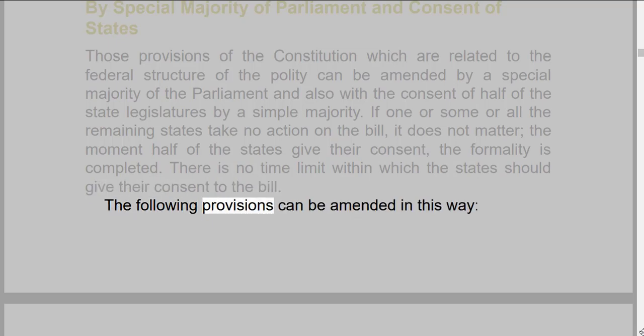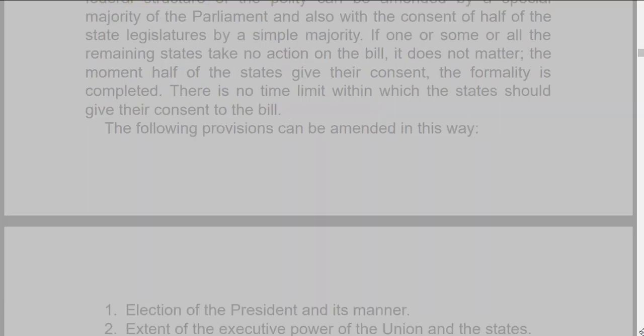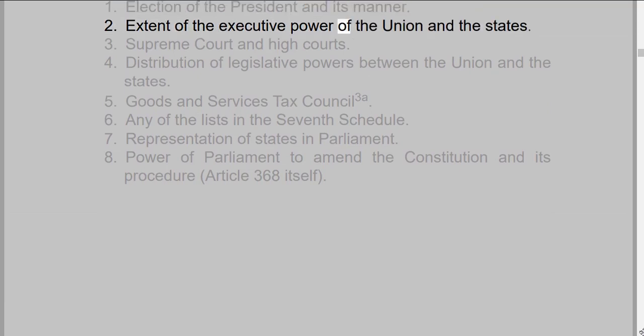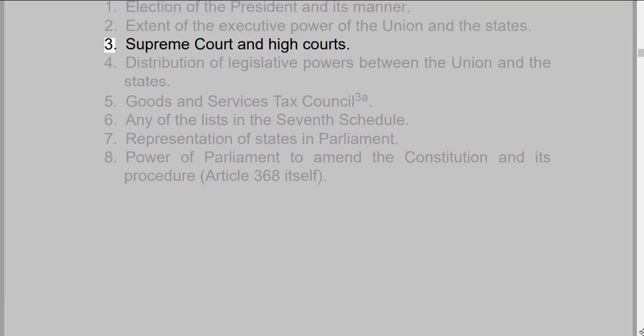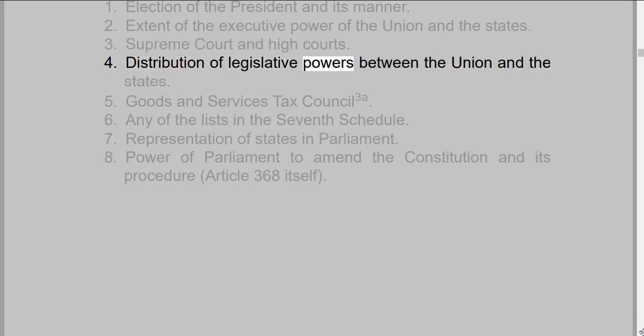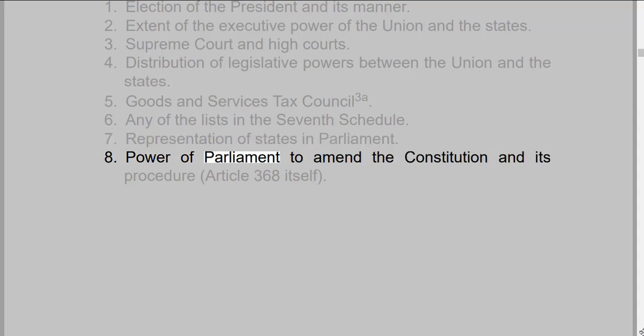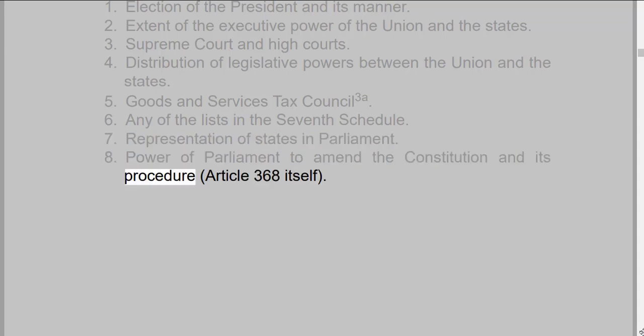The following provisions can be amended in this way. 1. Election of the President and its manner. 2. Extent of the executive power of the Union and the states. 3. Supreme Court and High Courts. 4. Distribution of legislative powers between the Union and the states. 5. Goods and Services Tax Council (279A). 6. Any of the lists in the 7th schedule. 7. Representation of states in Parliament. 8. Power of Parliament to amend the Constitution and its procedure, Article 368 itself.